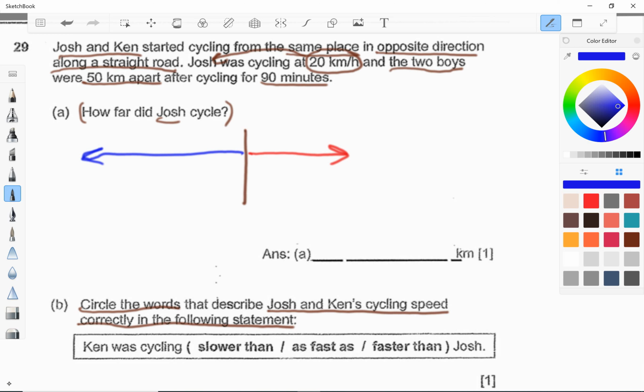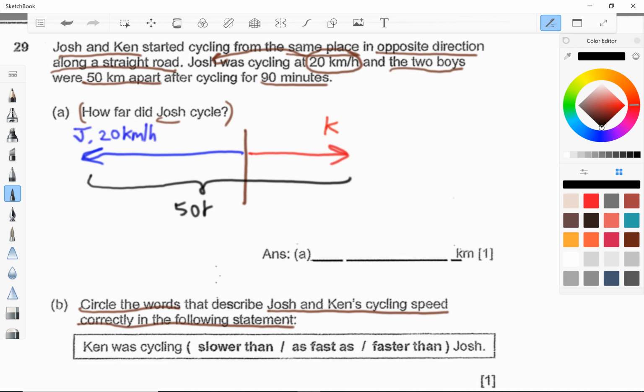Blue arrow for Josh, and it stated that his speed was 20 kilometers per hour. So I will indicate that in my diagram. As for Ken, K for Ken, and we do not know his speed. It's also mentioned that the two boys were 50 kilometers apart.